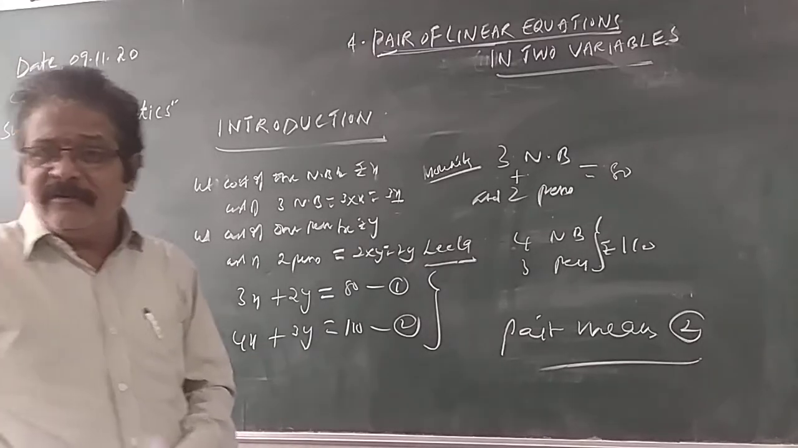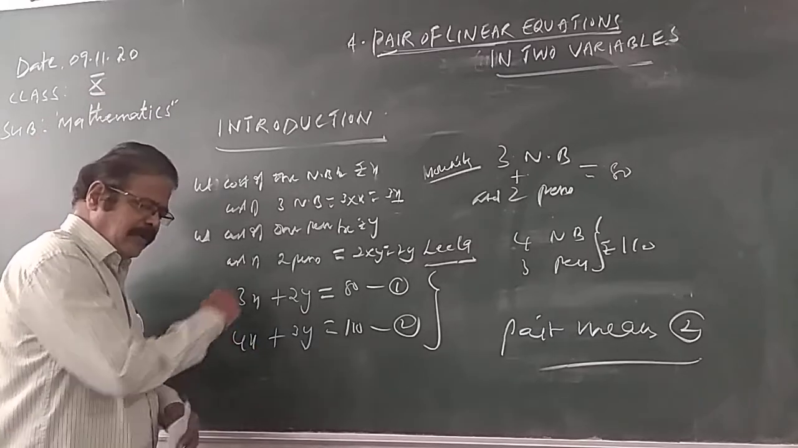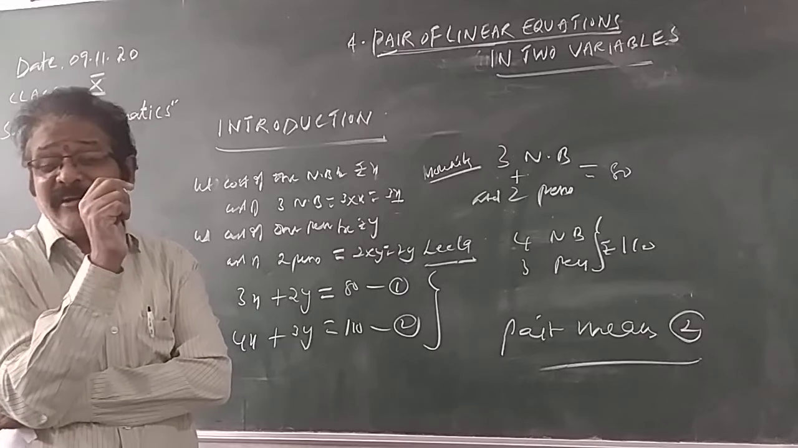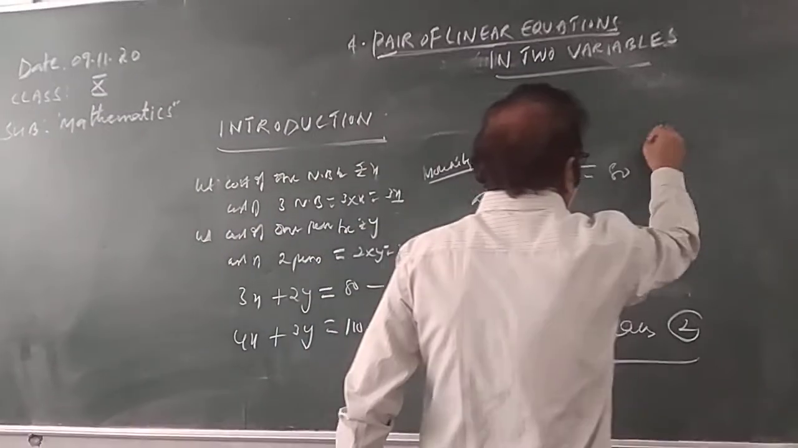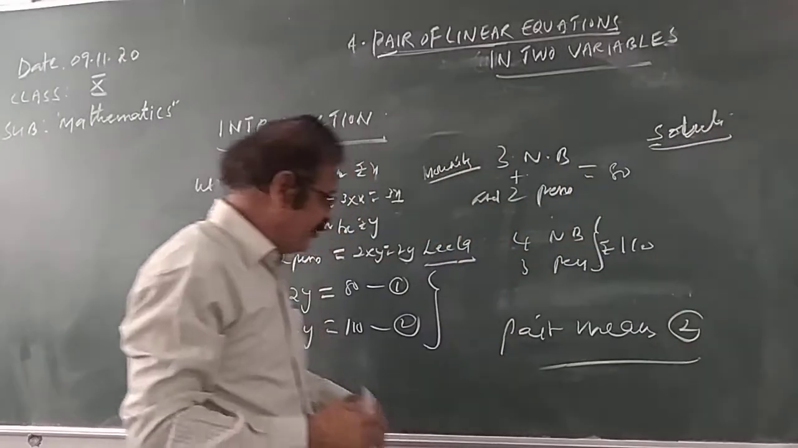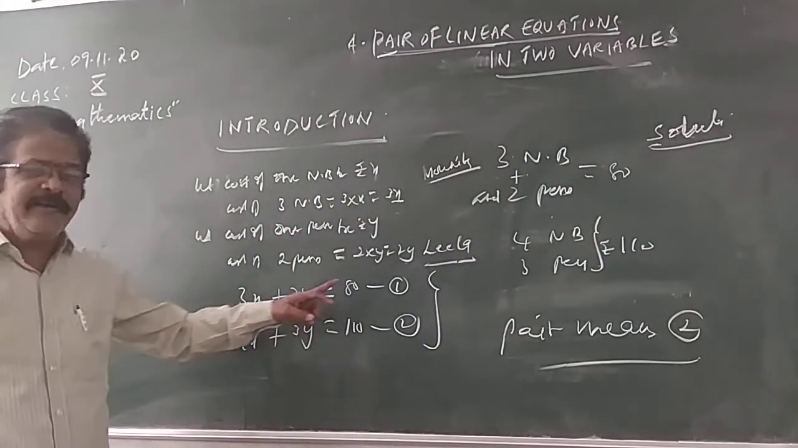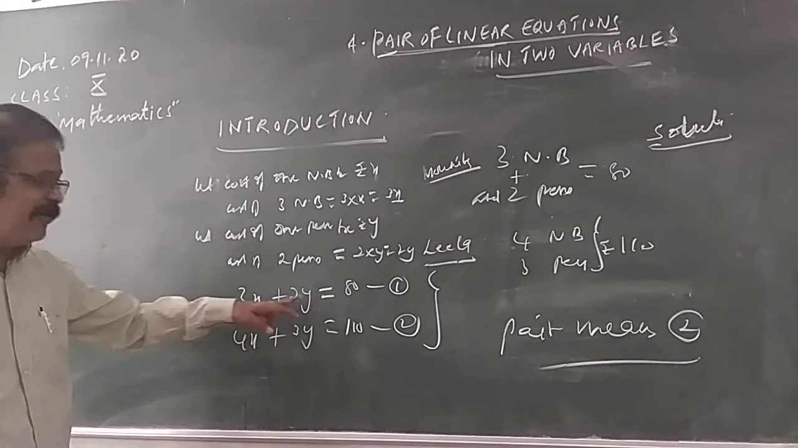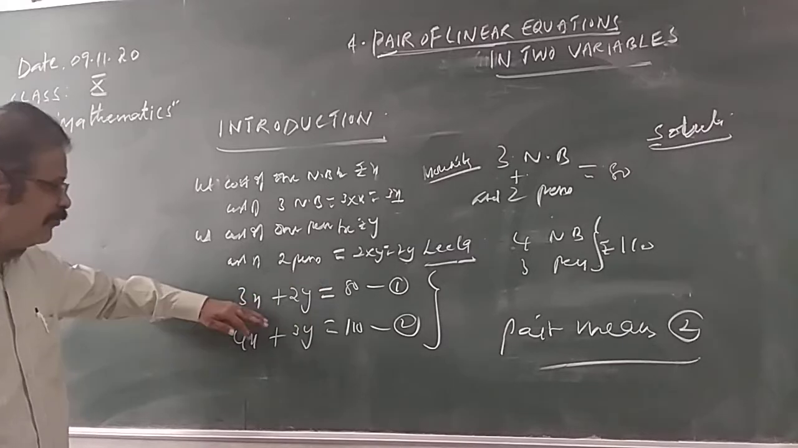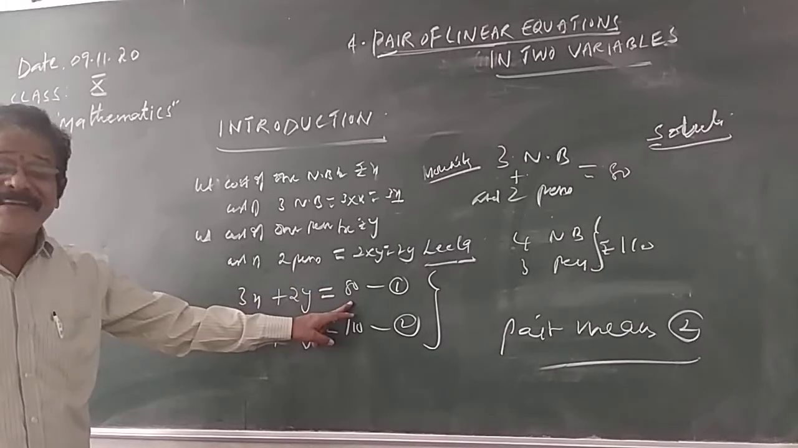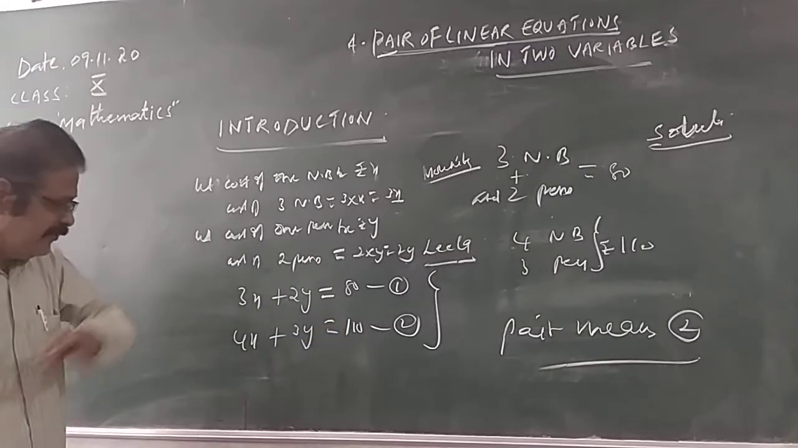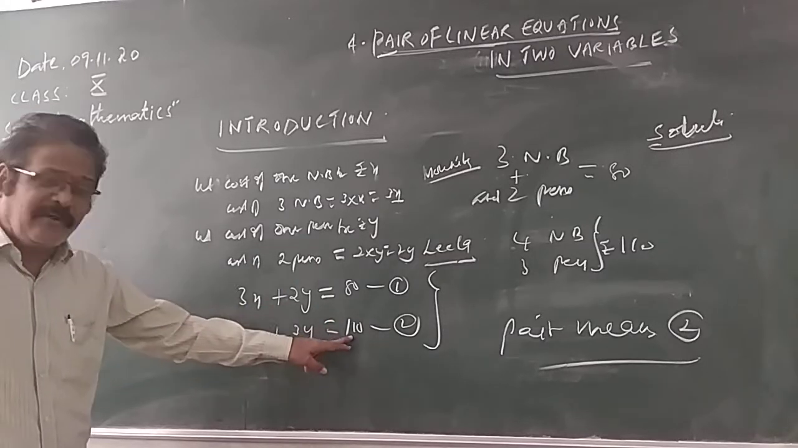This can be solved. For what values of x and y does it become 80? That is the solution. What is the solution of the equation? Solution means the values which satisfy the given equation, 3x plus 2y equal to 80. In the place of x and y, what values can you keep so that the result is 80 rupees? That we have to find out. That is called the solution. Similarly, for which values of x and y does it become 110 rupees?